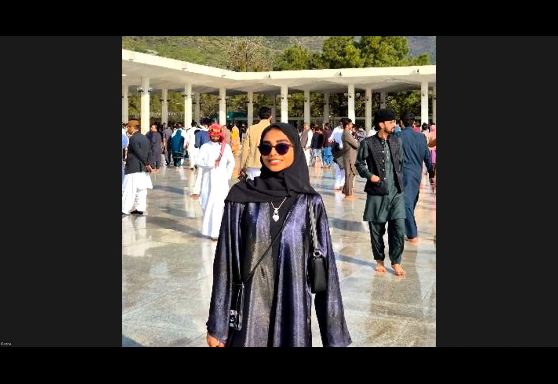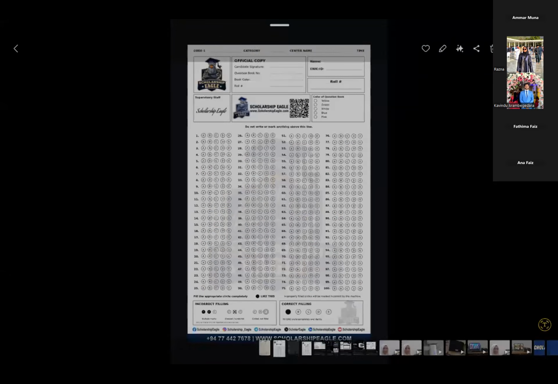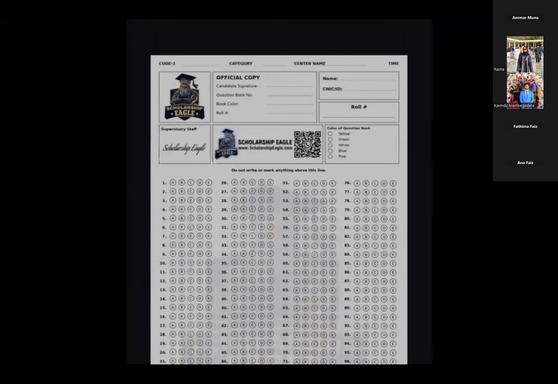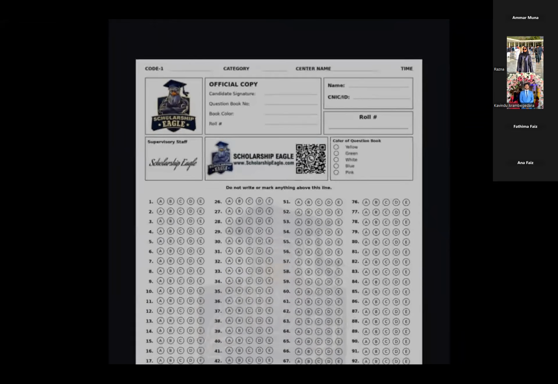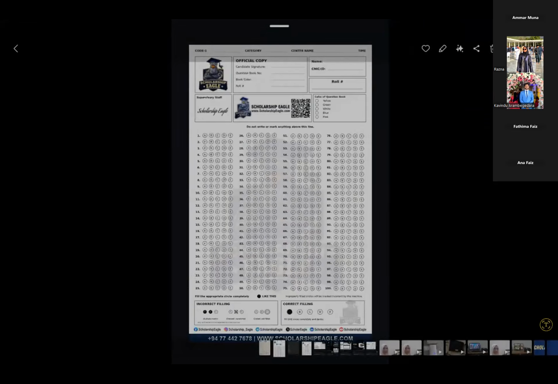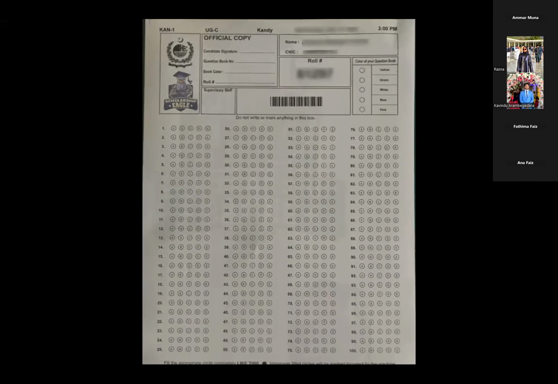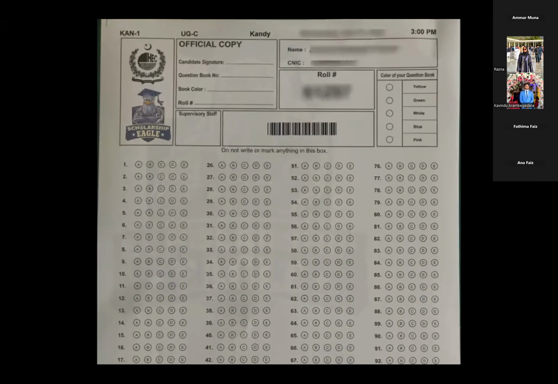There's a question about the OMR sheet. Can you tell about what we do when we receive the OMR sheet? Let me share my screen and run through. Okay, so this will be your OMR sheet. This is a copy of what we have created, and this is the original sheet. So you will receive a sheet like this.